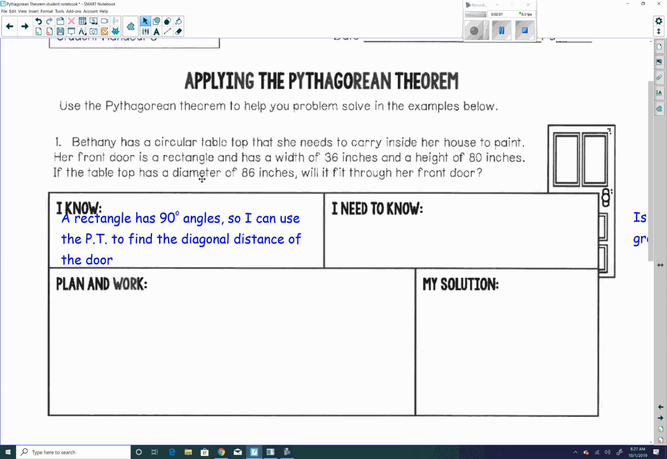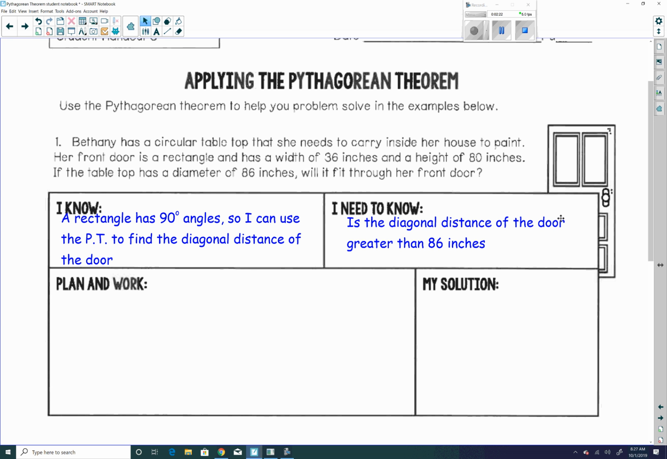Okay? So what do I need to know? I need to know if that diagonal is going to be enough so that I can tilt my table on the side and fit it through the door on a diagonal. So is the diagonal distance of the door greater than 86 inches? Why 86? Because my tabletop has a diameter of 86 inches.